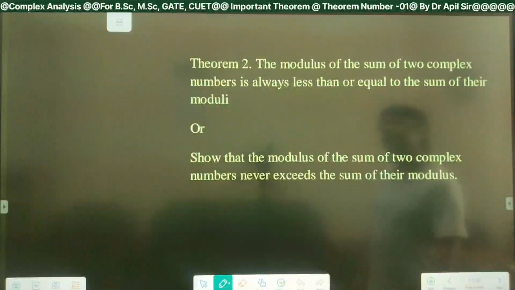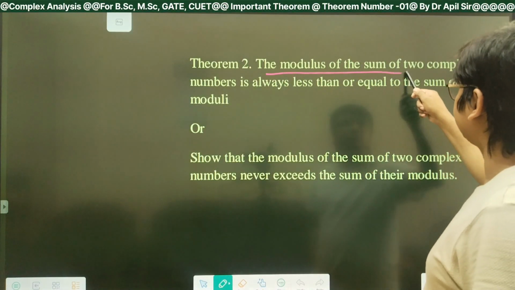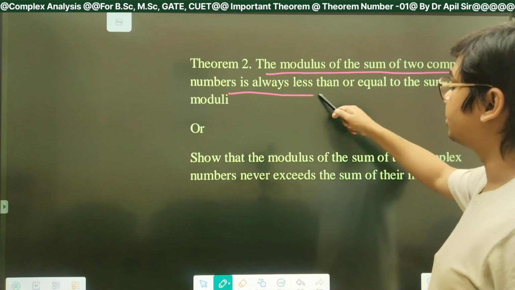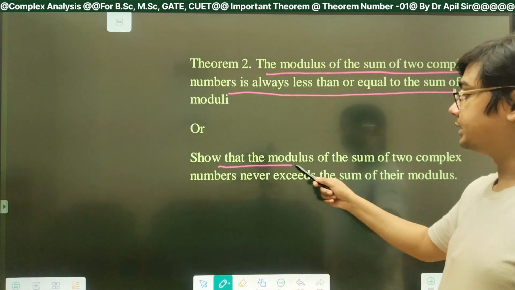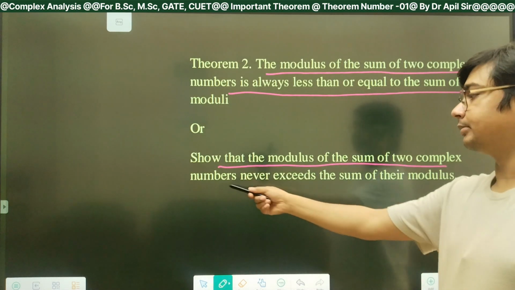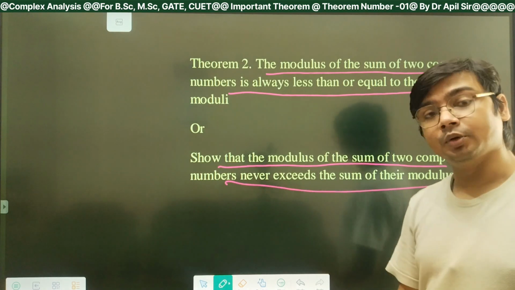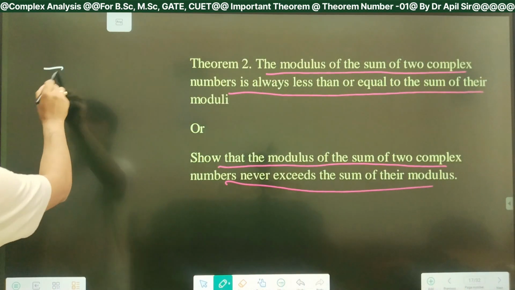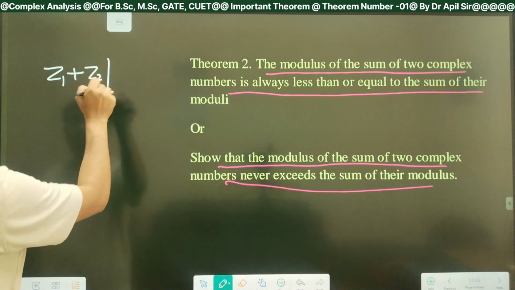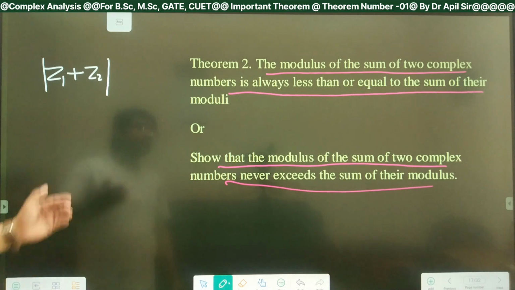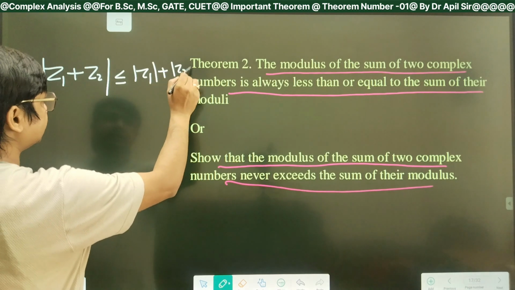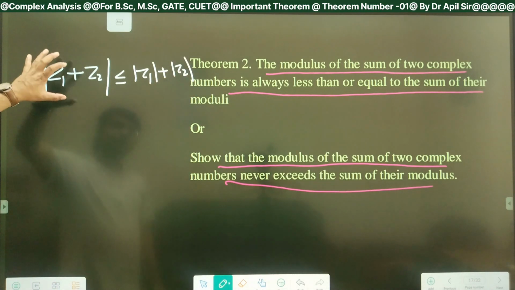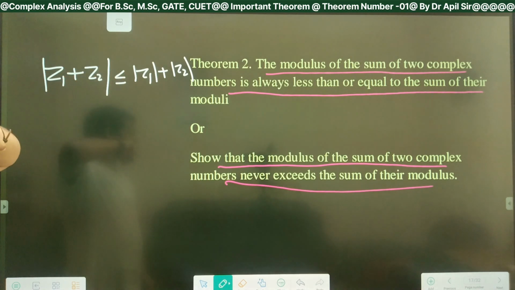Now you see another theorem here. The modulus of the sum of two complex numbers is always less than or equal to the sum of their moduli. Or, to show that the modulus of the sum of two complex numbers never exceeds the sum of their moduli. That means we need to prove that modulus of Z1 plus Z2 is always less than or equal to modulus of Z1 plus modulus of Z2. This is what we need to prove, right?